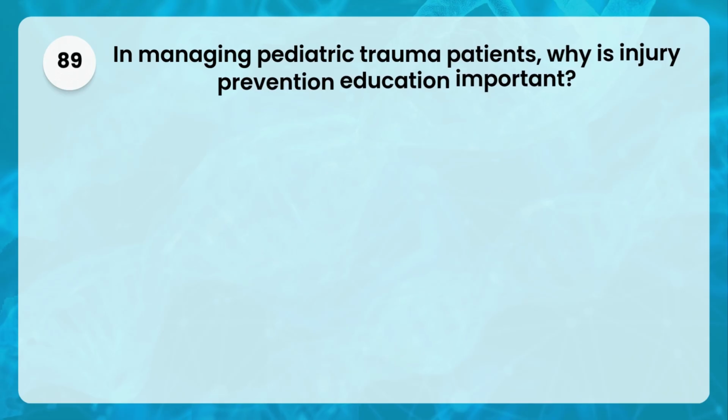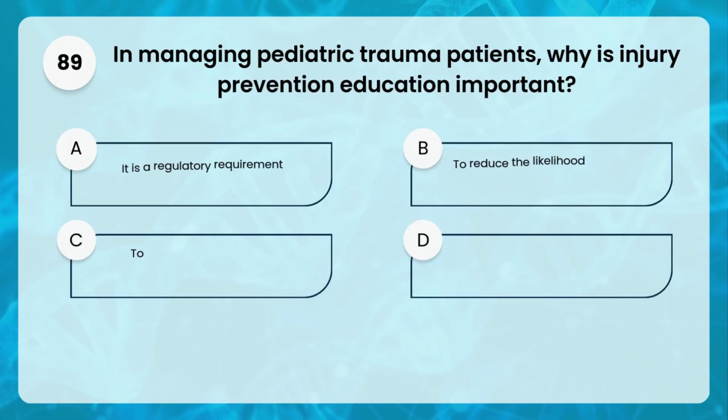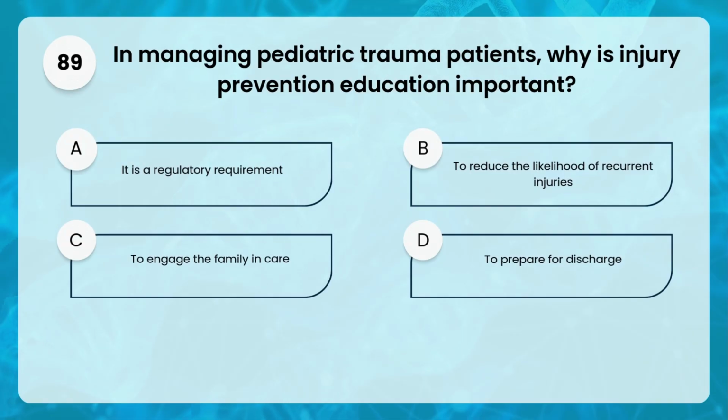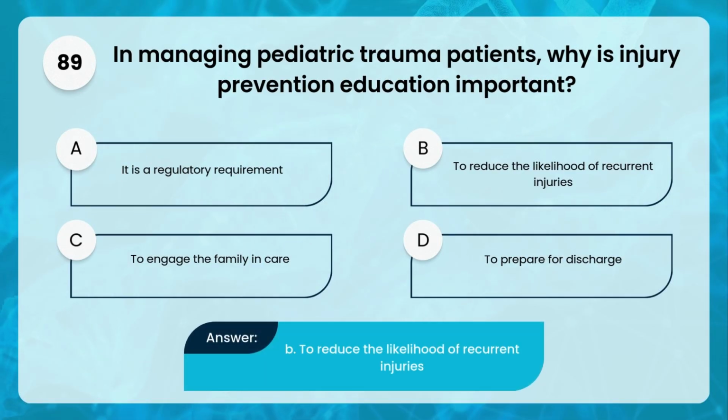89. In managing pediatric trauma patients, why is injury prevention education important? A. It is a regulatory requirement. B. To reduce the likelihood of recurrent injuries. C. To engage the family in care. Or D. To prepare for discharge. The answer is B. To reduce the likelihood of recurrent injuries.